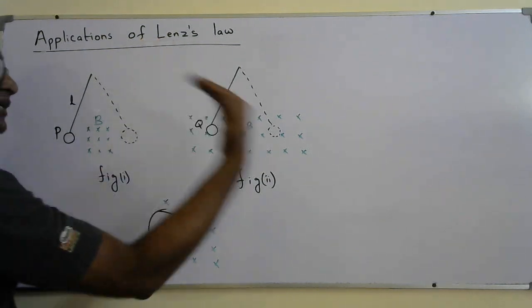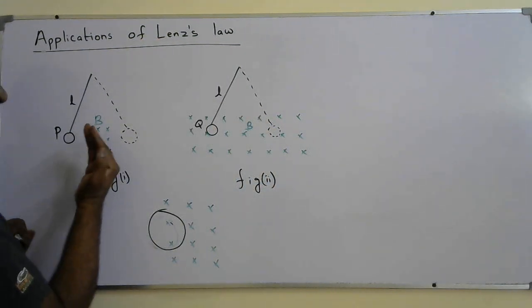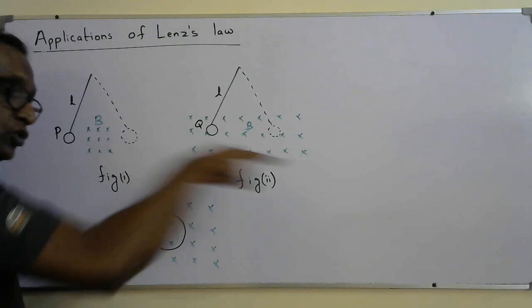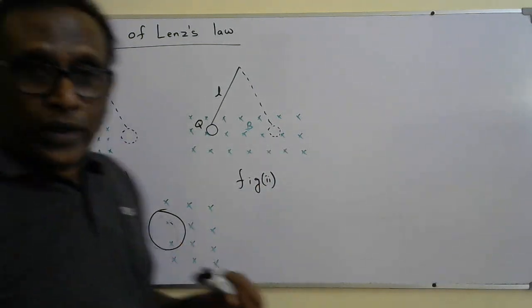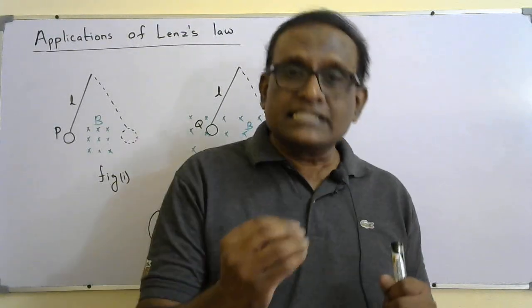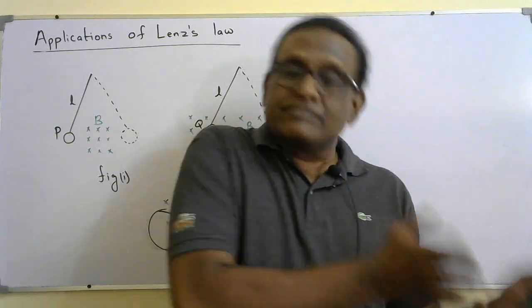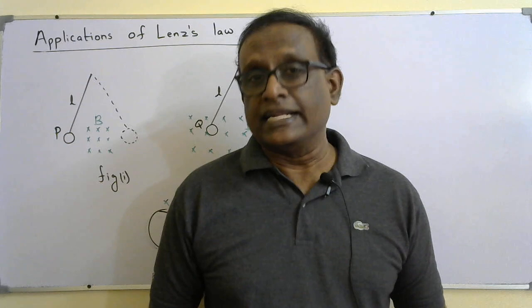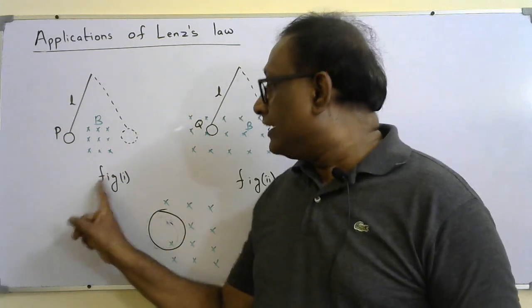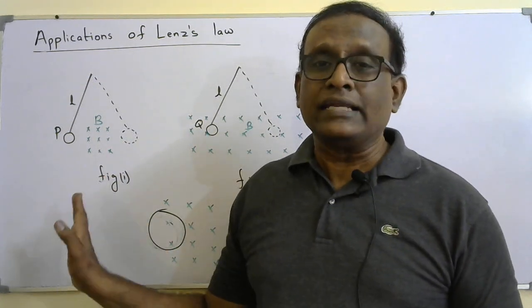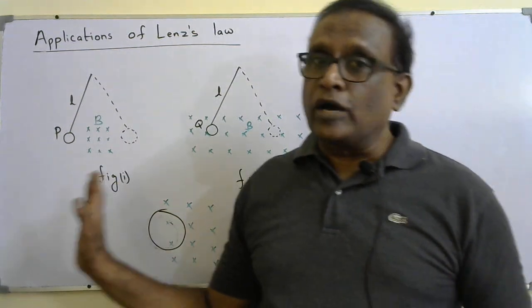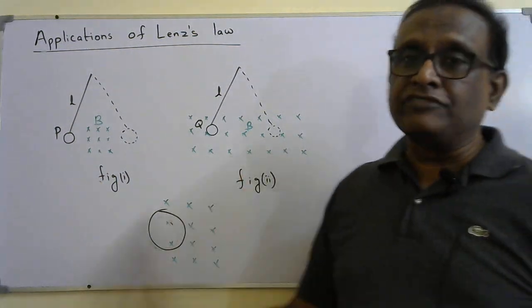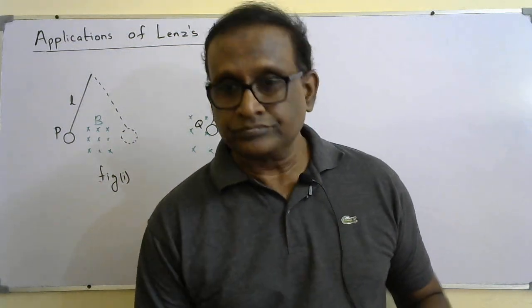When it enters from the right side to the left side, it will experience a magnetic force towards the right. Like that, whenever the ring enters the magnetic field and when it leaves the magnetic field, it is going to experience an opposing force due to Lenz's law. So the ring in figure 1 will slow down quickly and stop quickly, but this one will oscillate for a longer time.